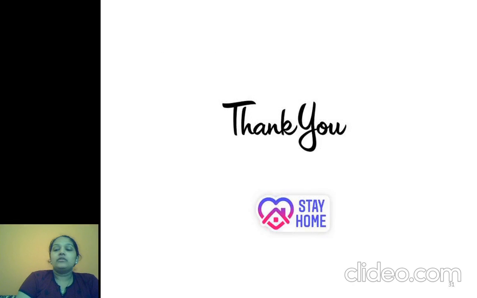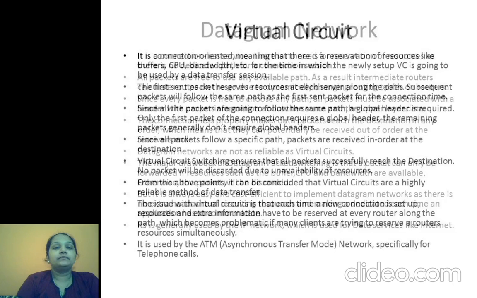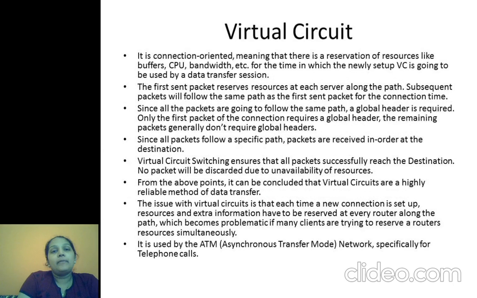So let's conclude today's lecture. Today we learned about the network layer approaches: the virtual circuit service and the datagram service. The virtual circuit is a connection oriented service. The datagram service is connectionless. A virtual circuit needs a circuitry to be created, but in datagram services we do not need to maintain a circuitry.